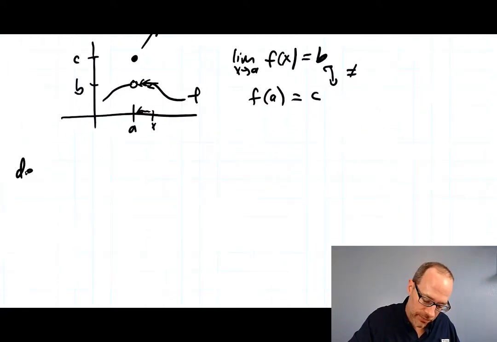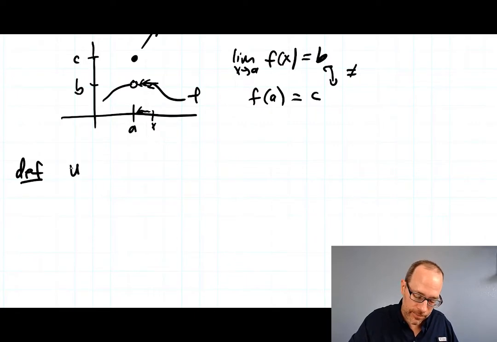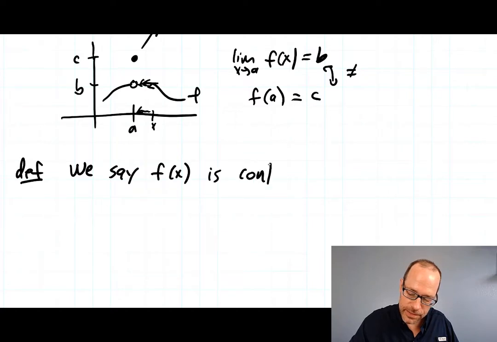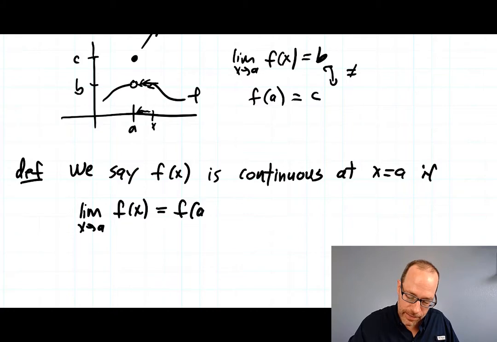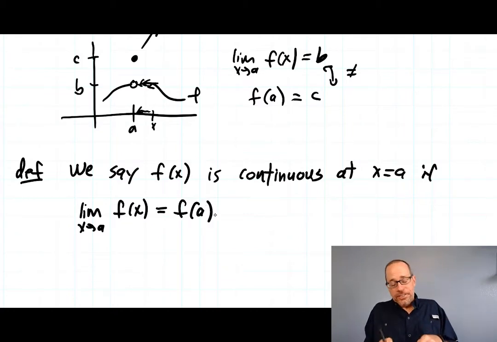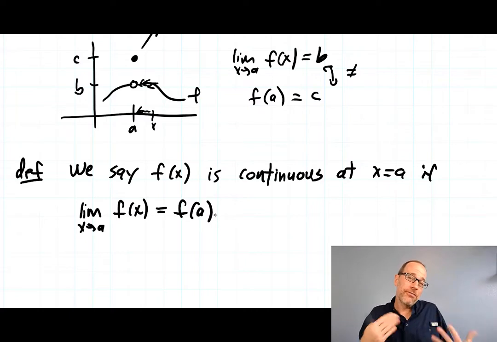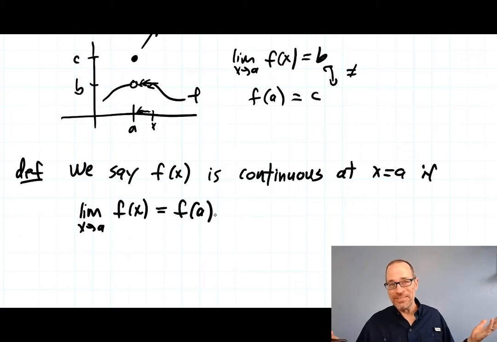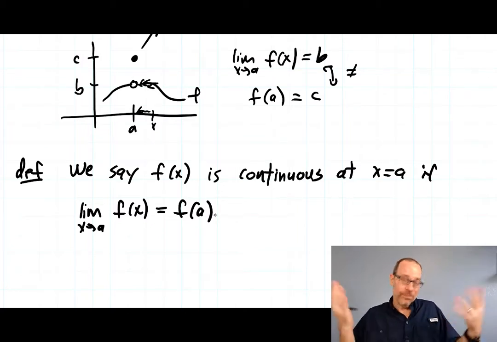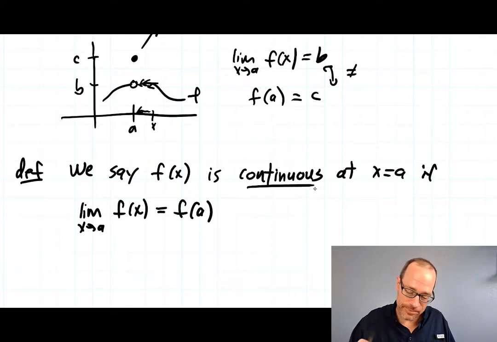So here's the official definition of continuity. We say f of x is continuous at x equals a if the limit as x goes to a of f of x is just f of a. So here's the point. Continuous functions are the functions where you evaluate limits without any tricks. You just plug in x equals a. So it's the place where you don't even need a limit. Just plug in. So that's what continuous means.